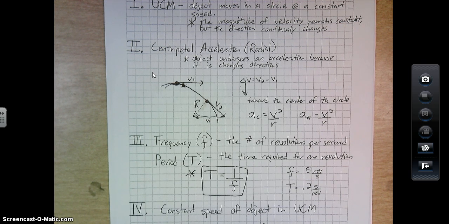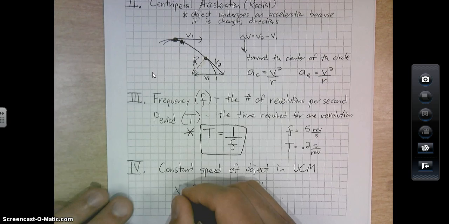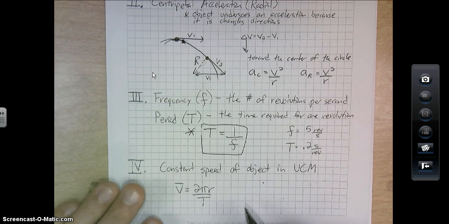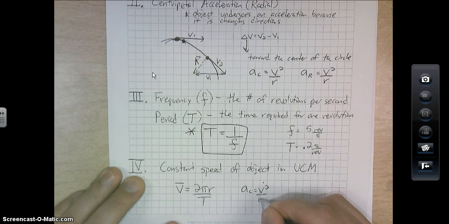So the basic formula for the distance it travels would be the circumference formula, which is 2 pi r. So in uniform circular motion, we will write the velocity, this is a constant velocity, as 2 pi r over the period, because that would be the time it takes for each revolution. So this is in essence the distance it travels over the required time to travel.